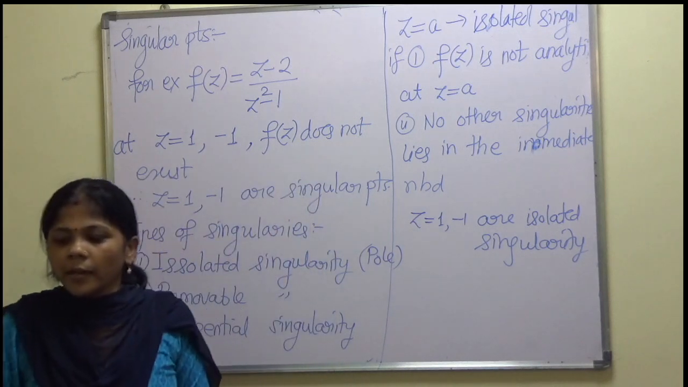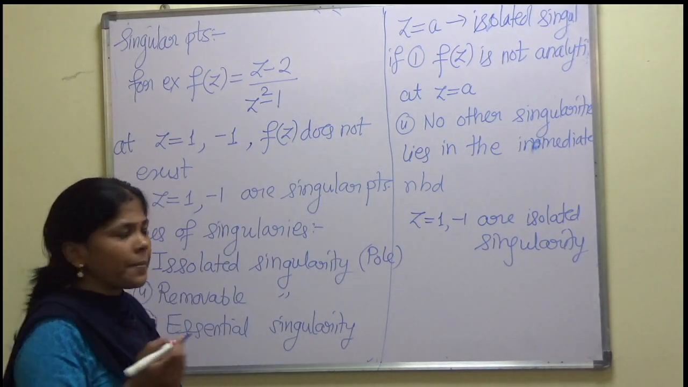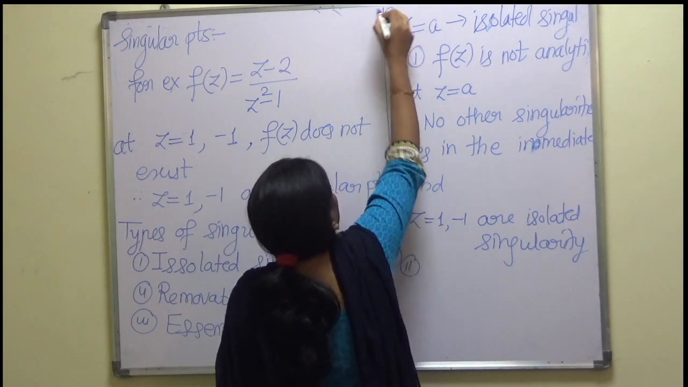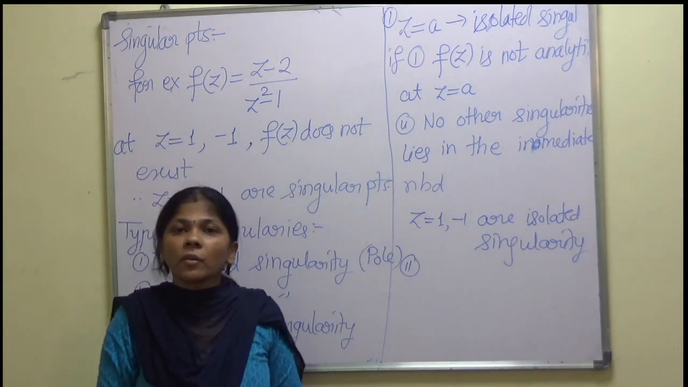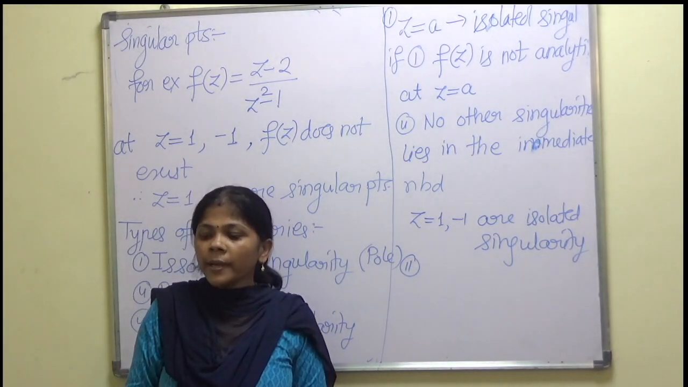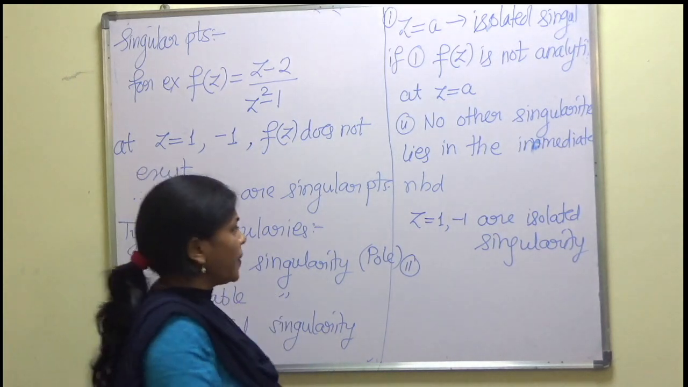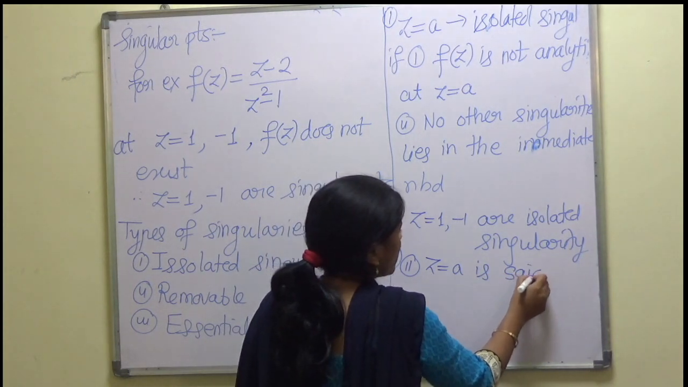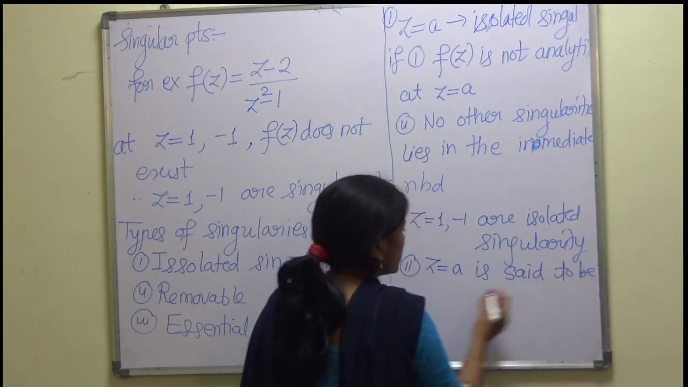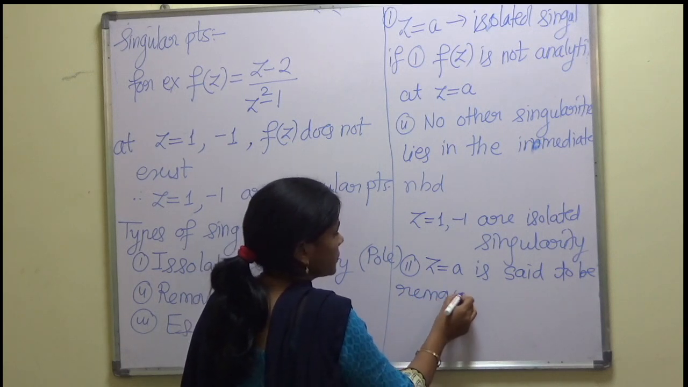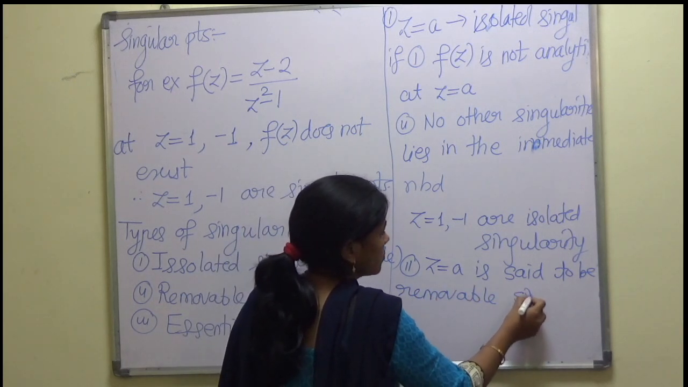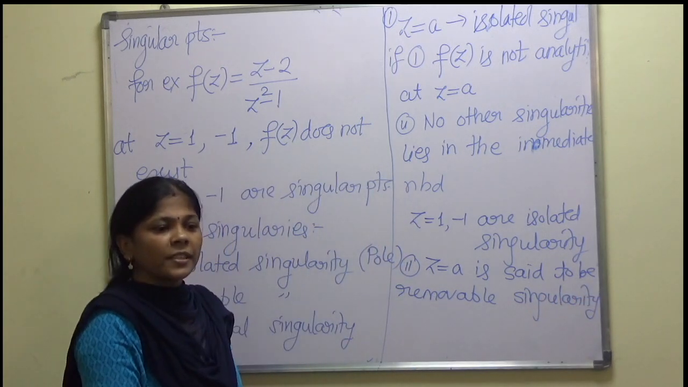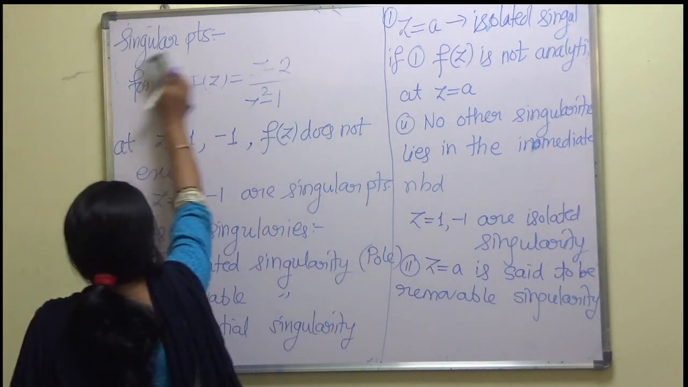Okay, now let us have the next type. What is the next type? The next type is removable singularity. A point, say z equal to a, is said to be a removable singularity if it satisfies some conditions. What are the conditions?